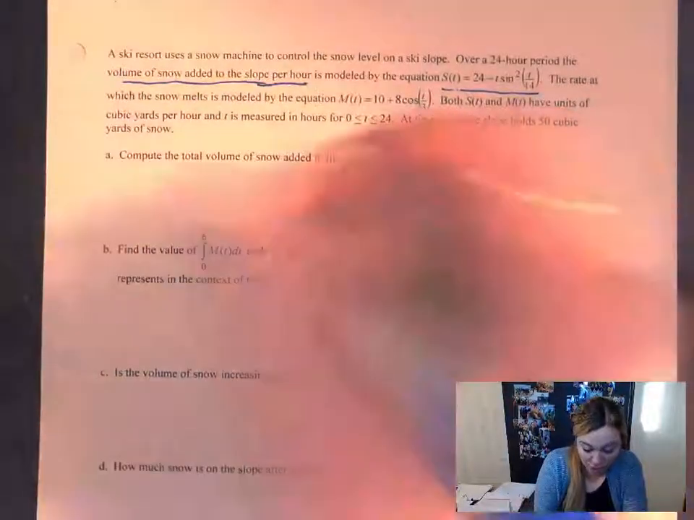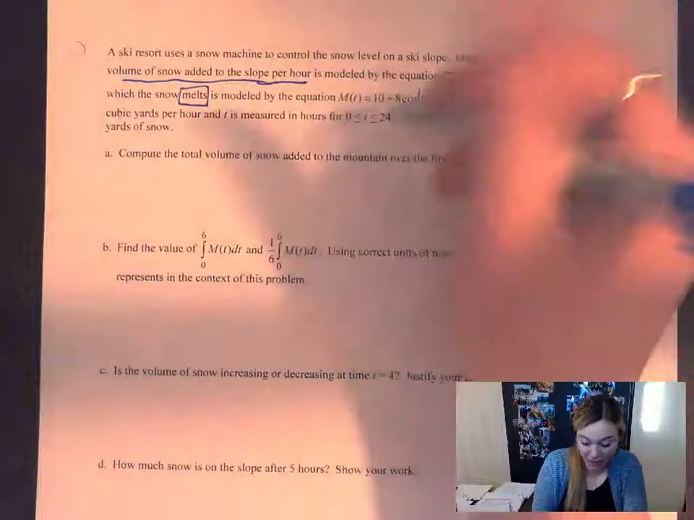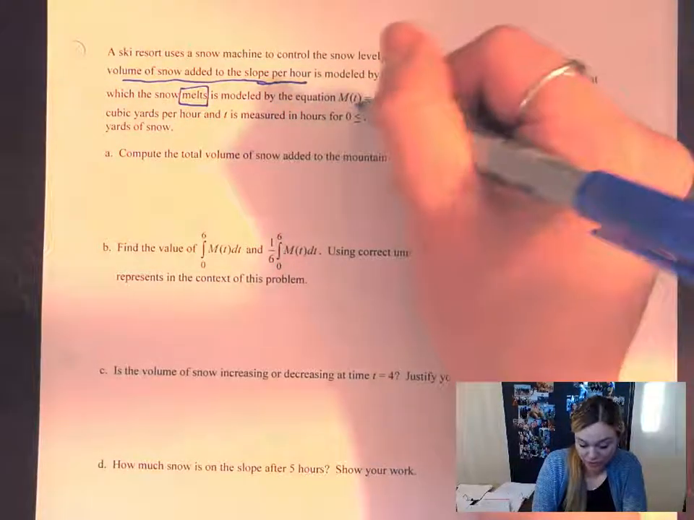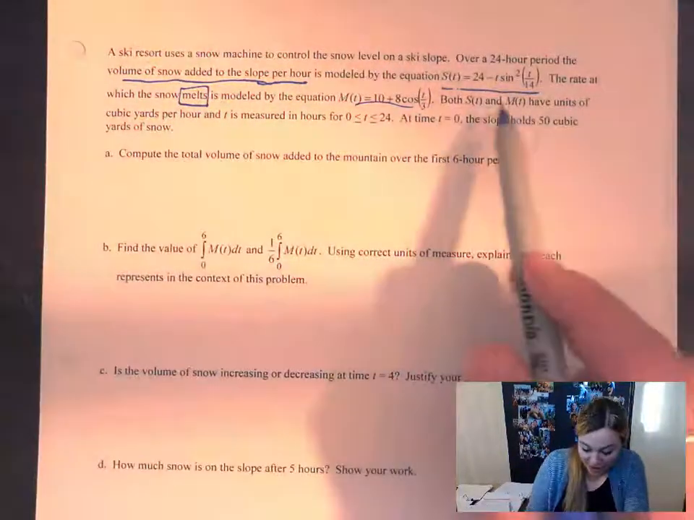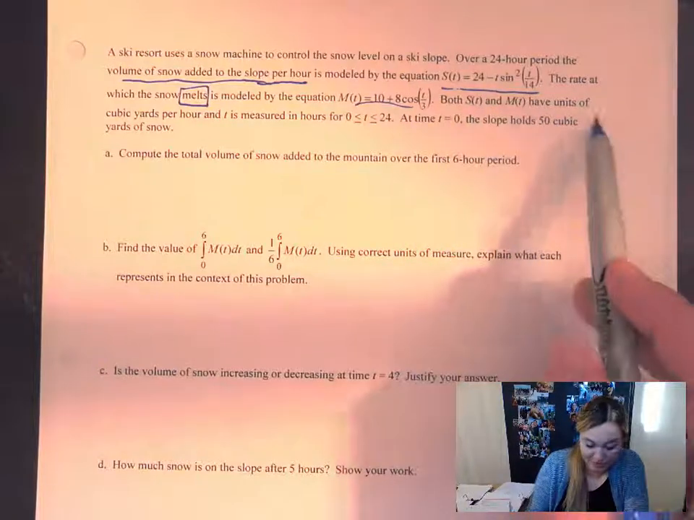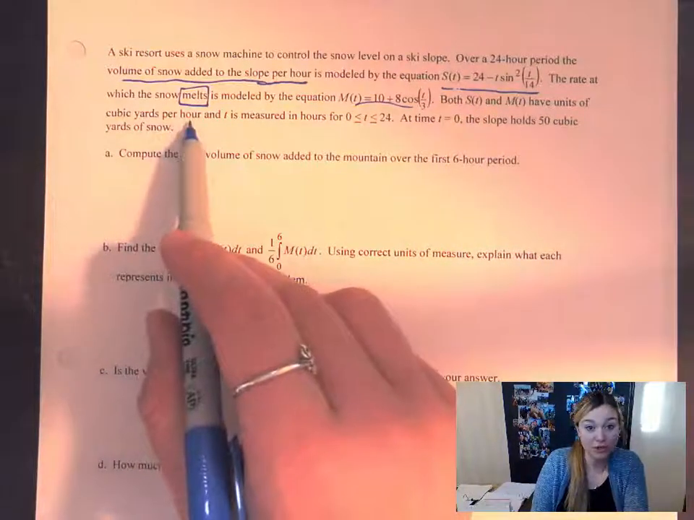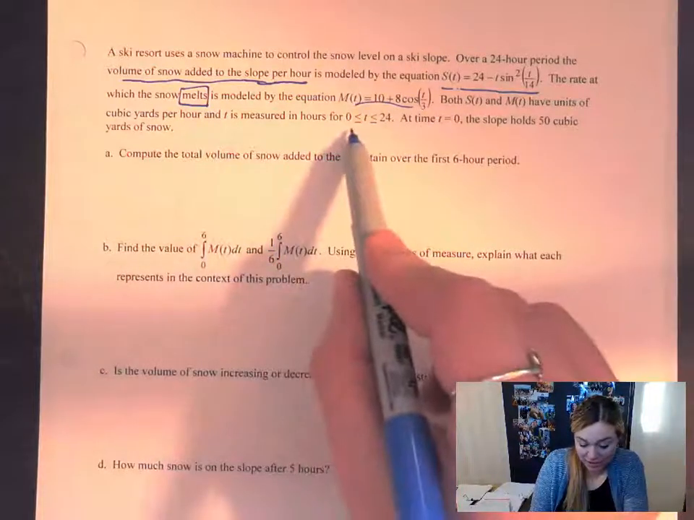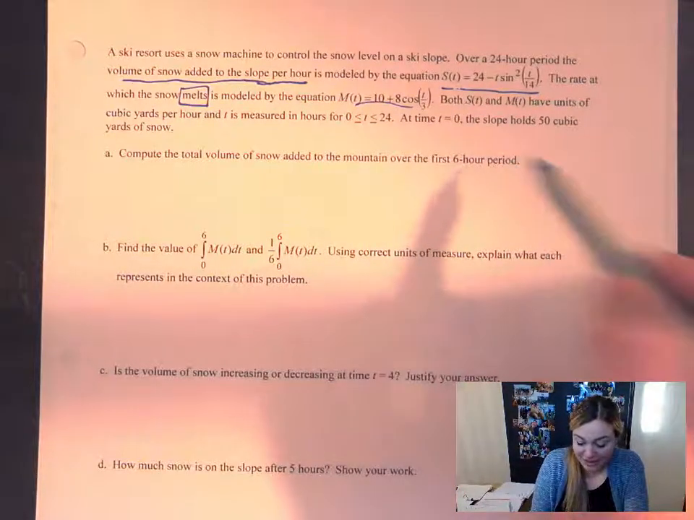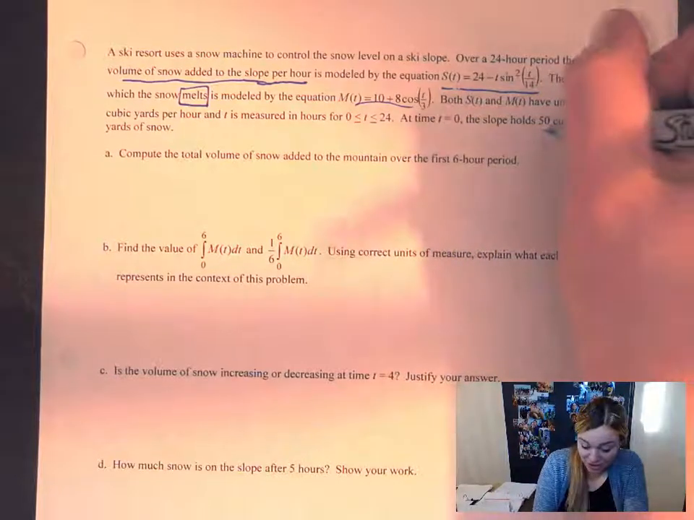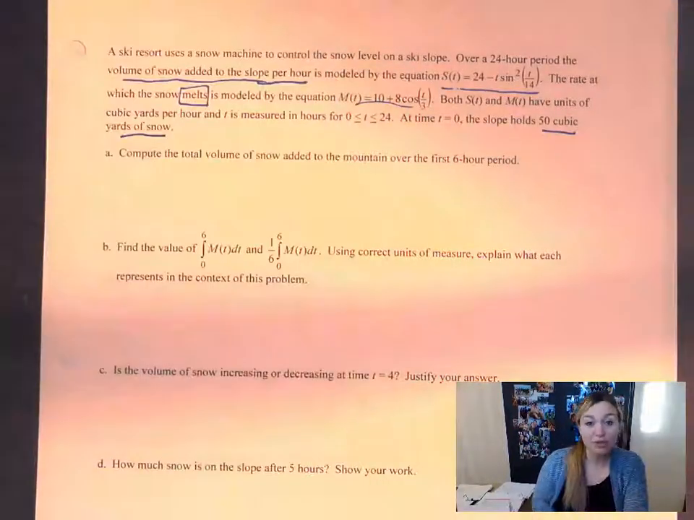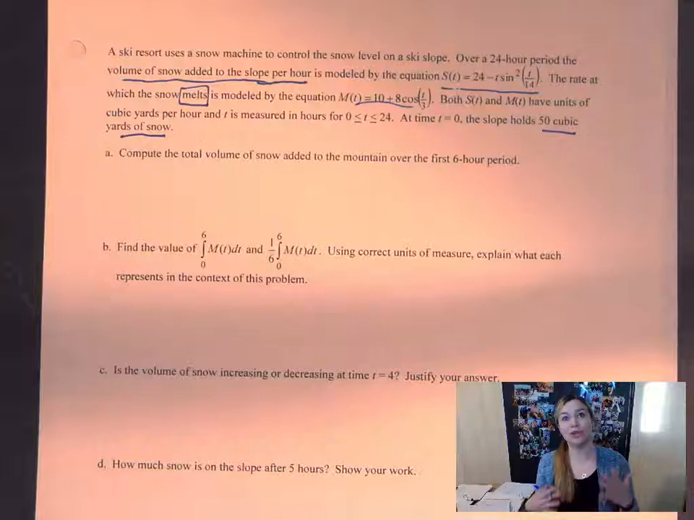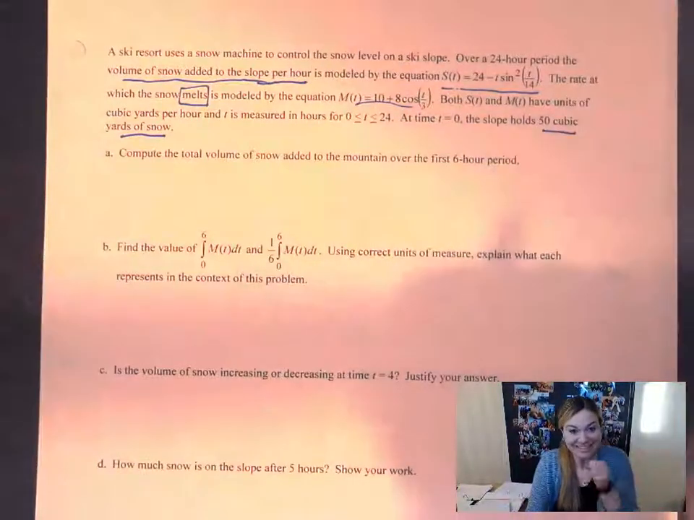The rate at which snow melts, so this is the rate at which snow is being taken away, is given by this function. So we're starting with two rates. Both S of t and M of t have units of cubic yards per hour. So this is another indication that we have a rate here. And t is measured in hours from 0 to 24. At time t equals 0, the slope holds 50 cubic yards of snow. So we've also got this initial value. We've got so much stuff just already.